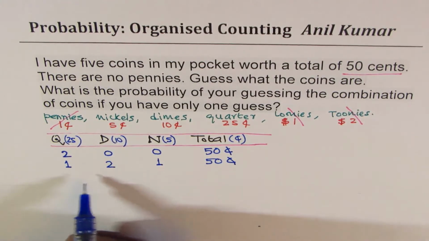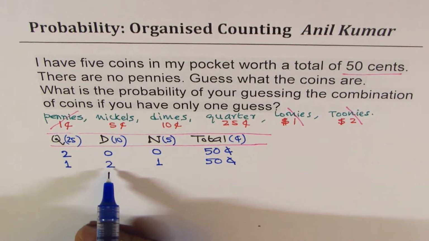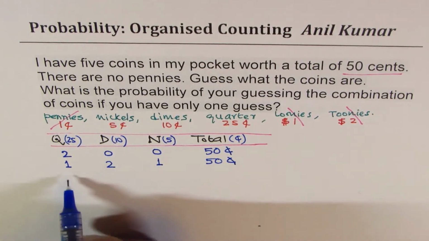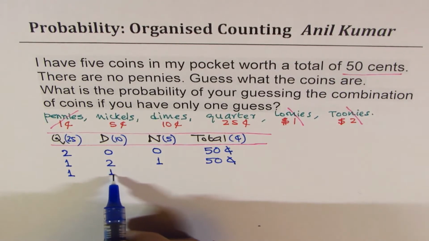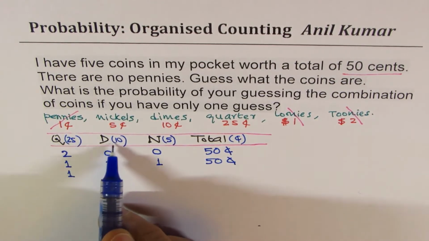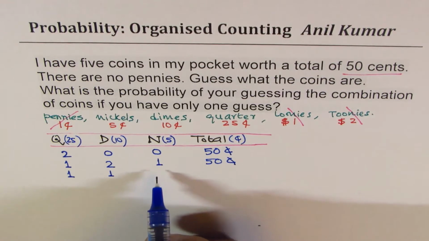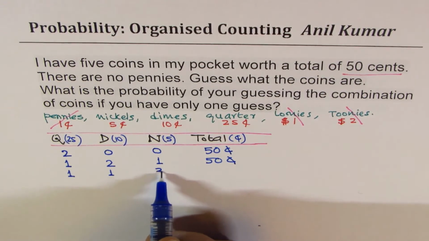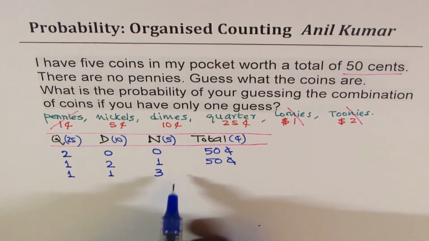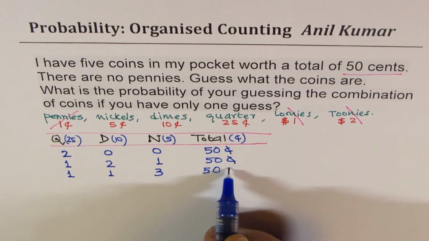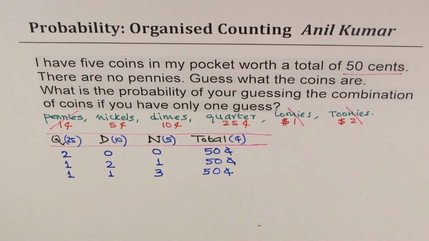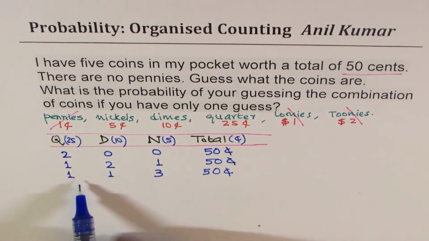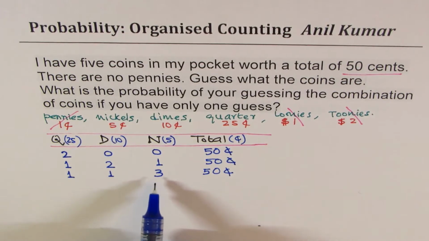So systematically, we're trying to put information in a table, right? So with 1 quarter, I could also have 1 dime. That means I have 25 and 10, 35, 40, 45, 50. That means 3 nickels. Correct? That will also give me 50 cents. Perfect. So you have to be careful when you make this table. It's not that simple, but go slow as I'm moving.